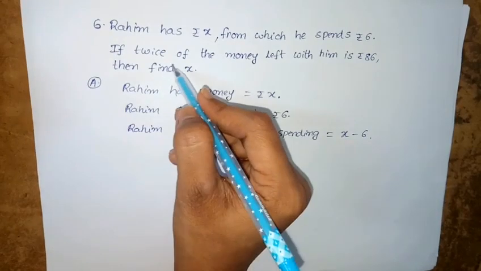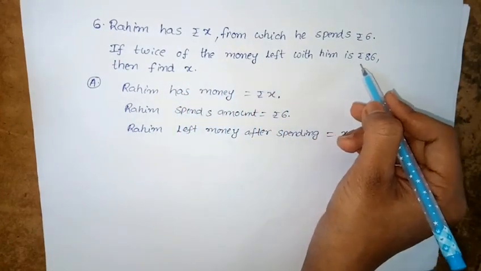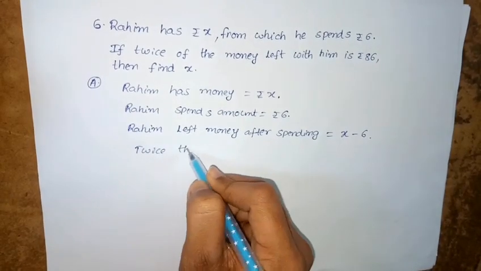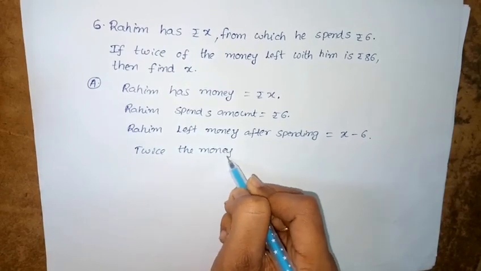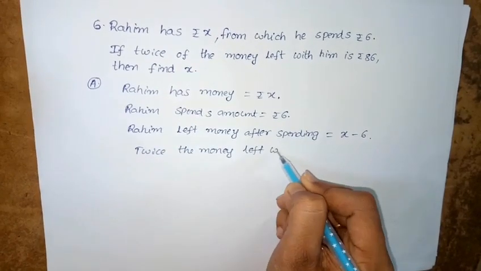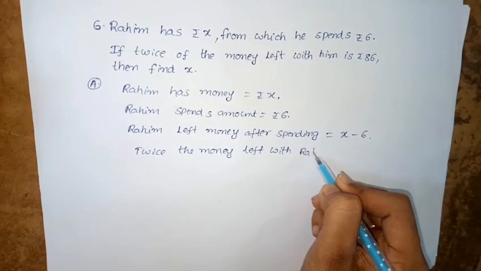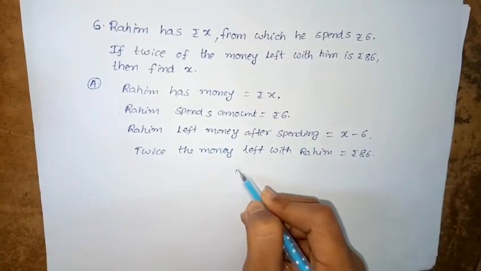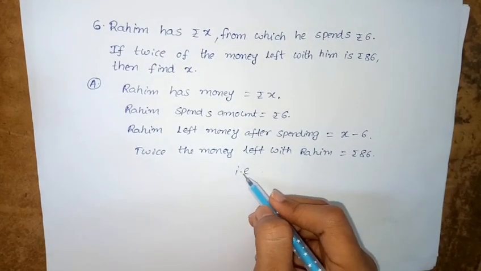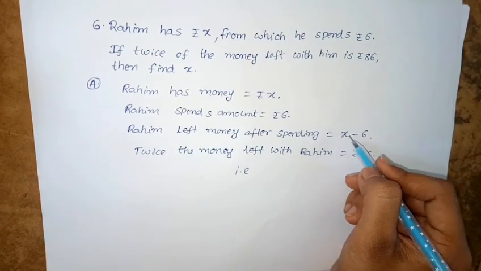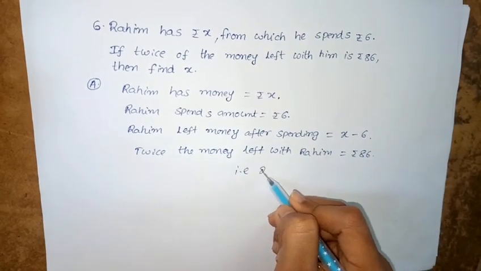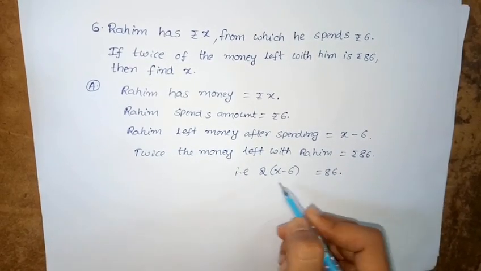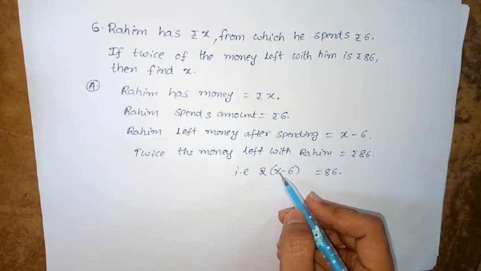In the problem given, twice the money left with him is equal to 86 rupees. So twice the money left with Rahim is equal to 86 rupees. The money left amount is X minus 6. Twice means 2 times. 2 into X minus 6 is equal to 86 rupees. So in this simple equation, find the X value.